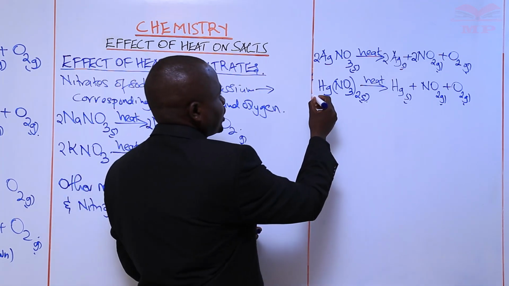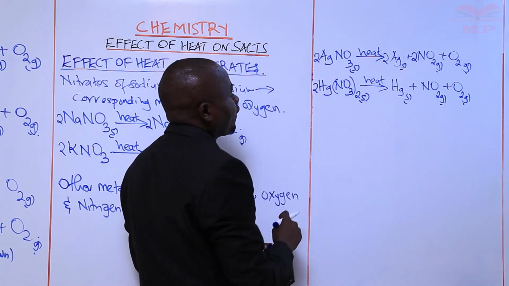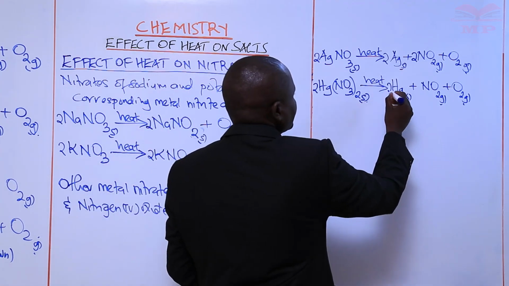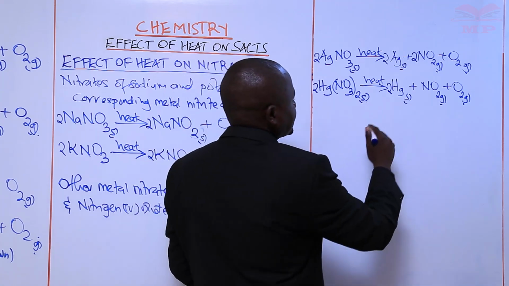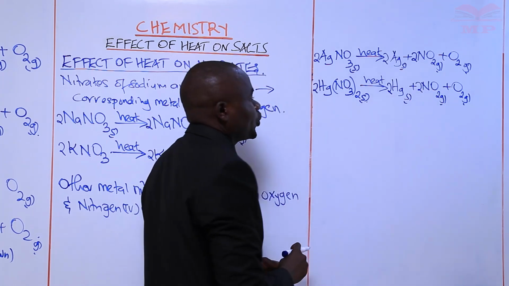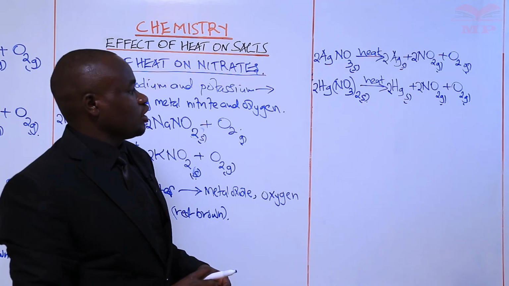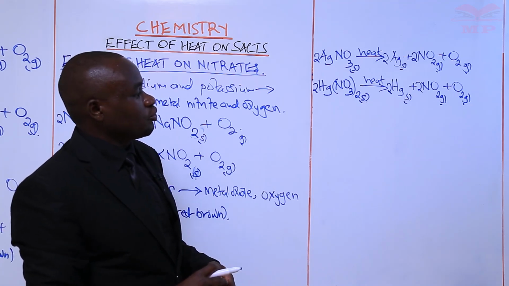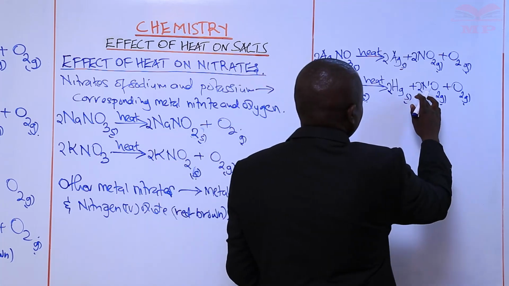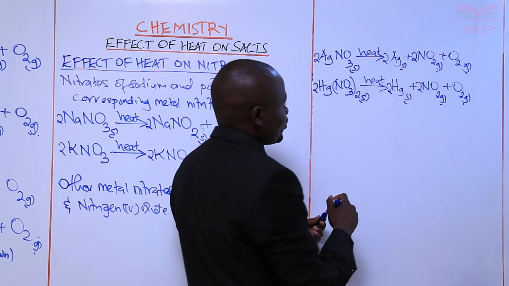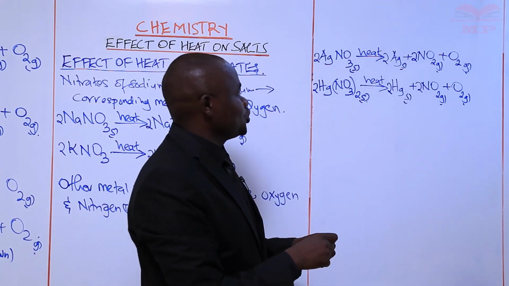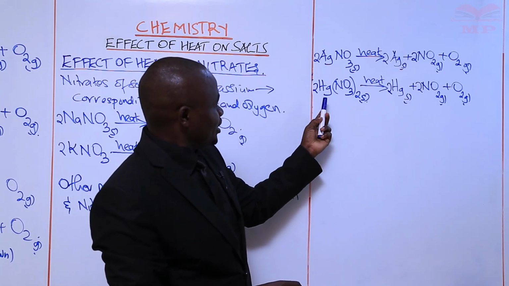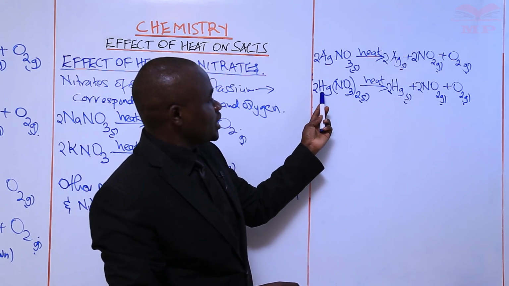So we shall put a 2 here on silver nitrate, a 2 on silver, and lastly a 2 on nitrogen 4 oxide gas. So will it balance? Let us also confirm. So it's a matter of you have to be sure if it is balanced. So when you do that, you realize that I will have how many atoms of nitrogen?